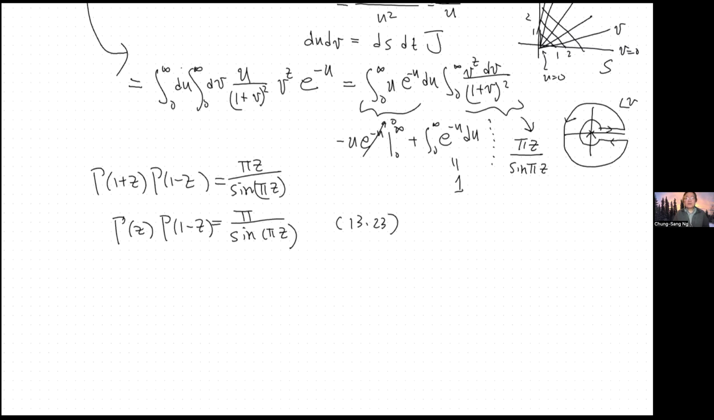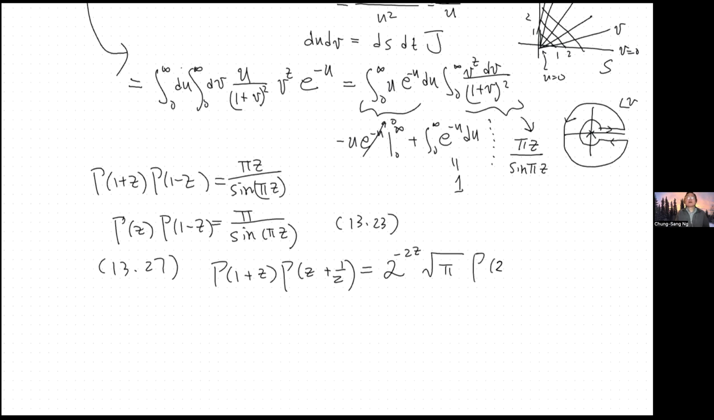Okay, and another formula that is not as commonly used is 13.27, with gamma z and gamma z plus 1/2. That's the so-called duplication formula, the Legendre duplication formula. The form is quite complicated for non-integer, real z. But the proof or derivation of that actually uses the beta function that we'll talk about in section 3, right?